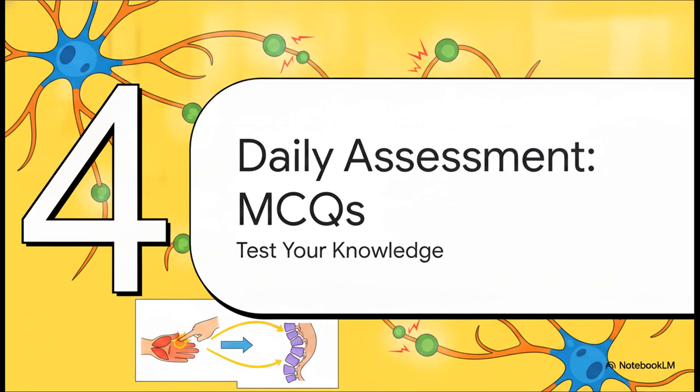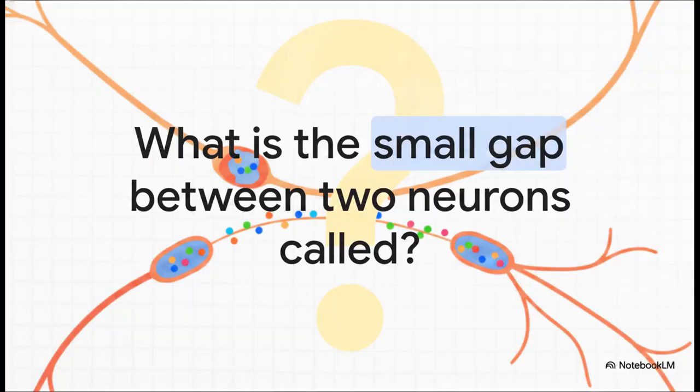All right, guys, let's jump into our daily assessment with some MCQs. I'm going to read the question, and I want you to guess the answer in your head before I reveal it. Let's go! Question 1. What is the small gap between two neurons called? Is it A, synapse, B, node of Ranvier, C, ganglion, or D, meninges? Take a quick second. Yep, A, synapse is absolutely correct. ये वही tiny microscopic gap है जहाँ एक neuron end होता है और दूसरा start.